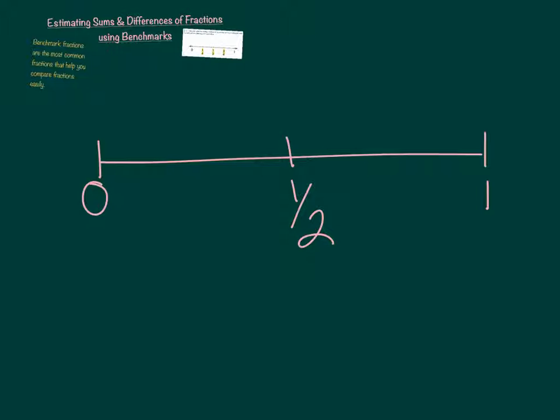Okay, so to start, I have to teach you what a benchmark fraction is. So think about between every whole number. Let's say I'm going to start here. I'm going to have my 0 and I'm going to have my 1. Between 0 and 1, between any whole number, you'll always have a half. Now between the 0 and the half, you'll always have 1/4. And between the half and the 1, you'll always have 3/4.